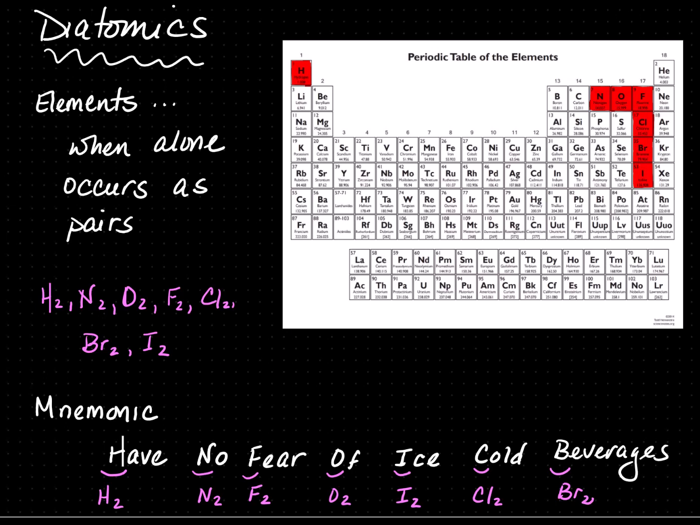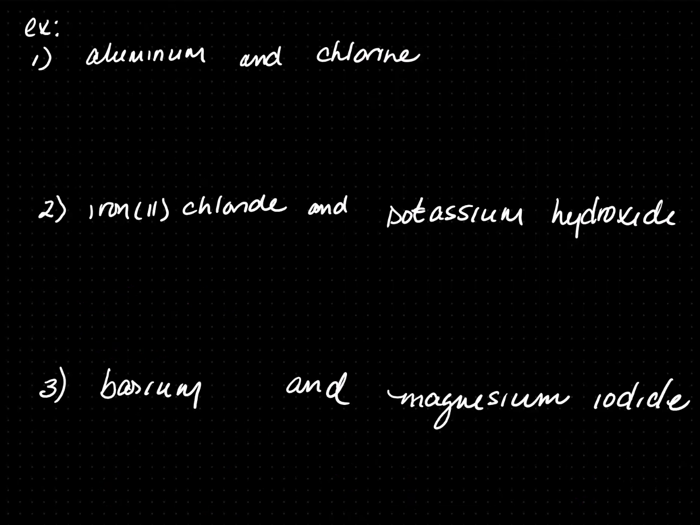If you have difficulty memorizing that, you could use the mnemonic, "have no fear of ice-cold beverages," in which the first letter represents the diatomic. H for H2, N for N2, F for F2, O for O2, I for I2, C for Cl2, and B for Br2. So let's look at this first example.